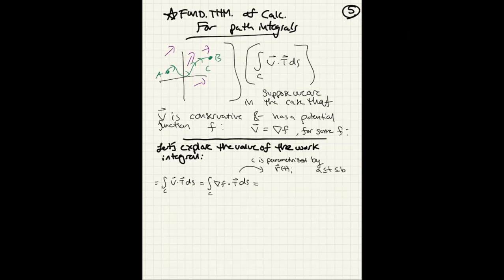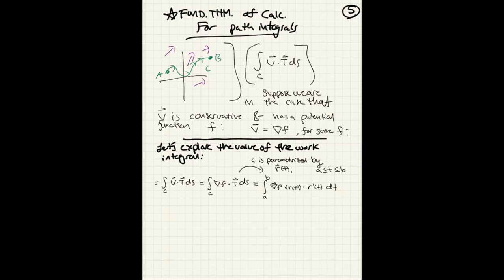This is always how you actually set these integrals up. So it's an integral that ranges from A to B. I'm taking the gradient of f at r of t, and I'm taking that dot product with r prime of t dt. That's always how these things boil down when you set up the integral.